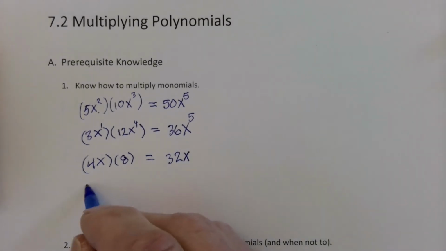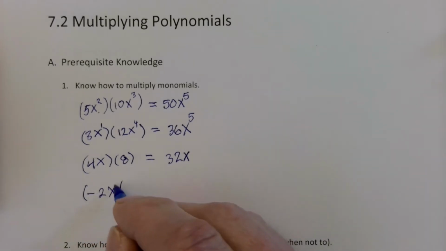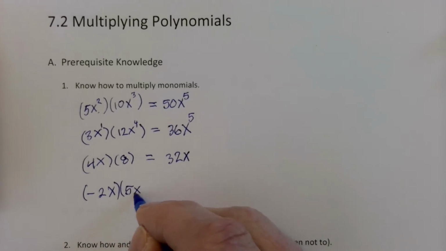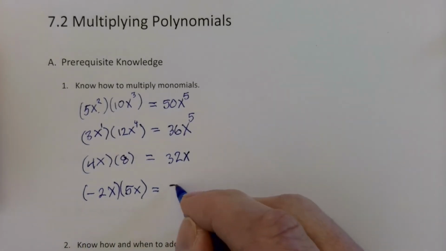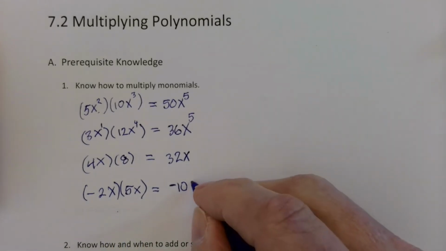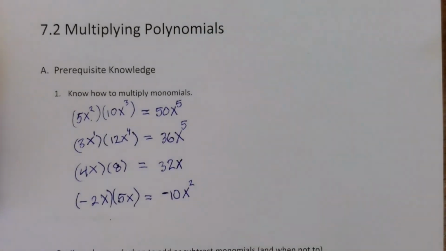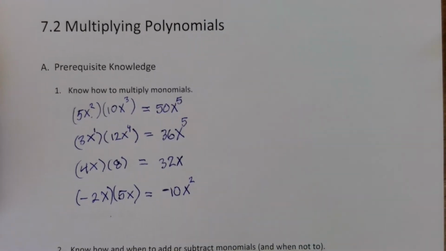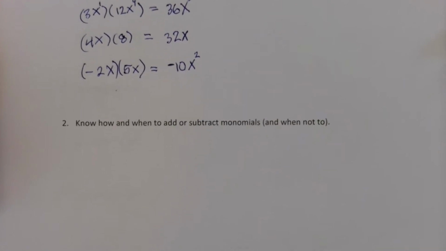Let's do one more. What do you do about negative 2x times positive 5x? Okay, remember a negative times a positive makes a negative, so negative 2 times 5 is negative 10. And then we have x times x, that is 2 factors of x, and that is what this notation means right here. X squared is x times x. Multiply monomials.